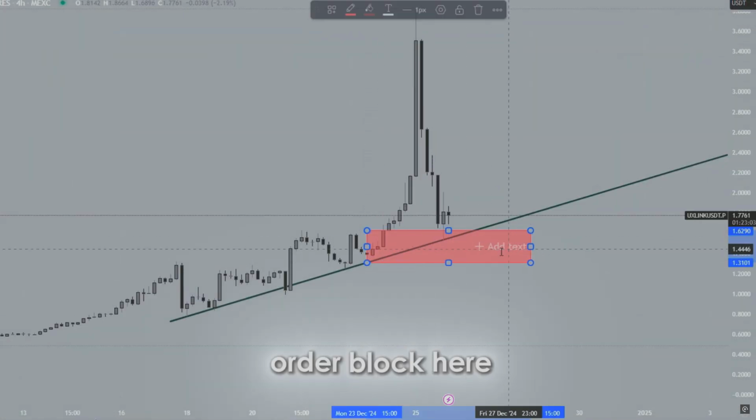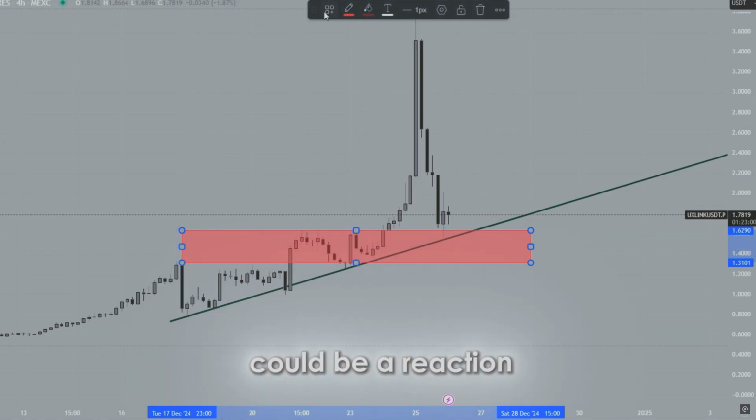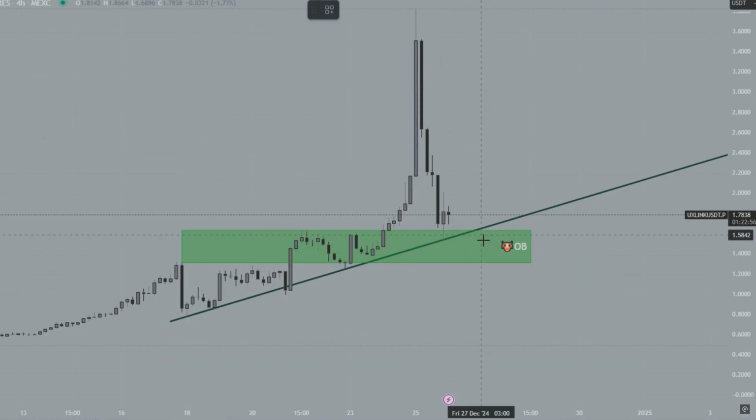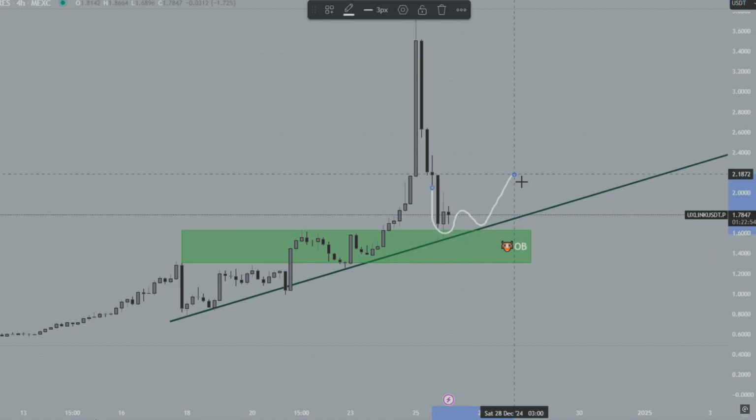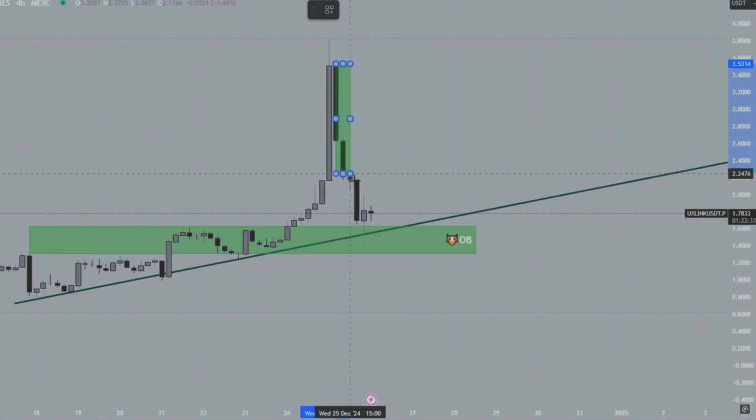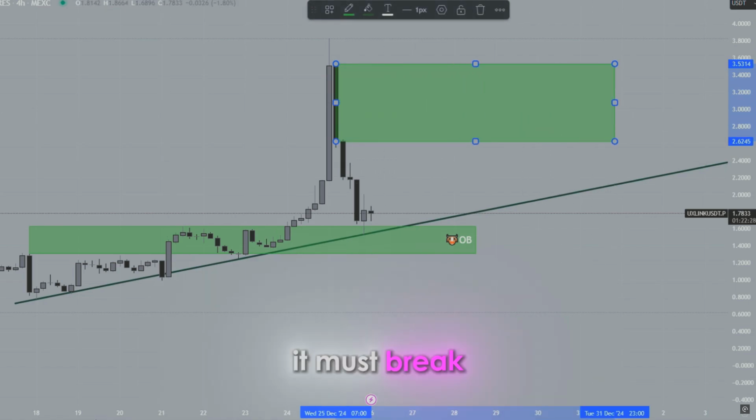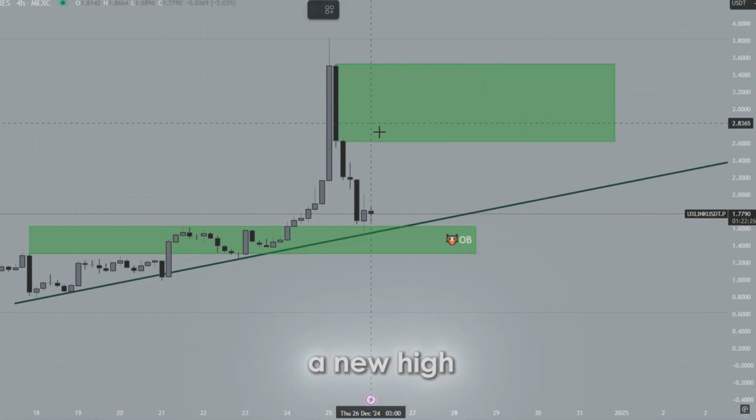There's a bull order block here, one of the places where there could be a reaction. There's a big bear order block at the top of the price. It must break it if it wants to make a new high.